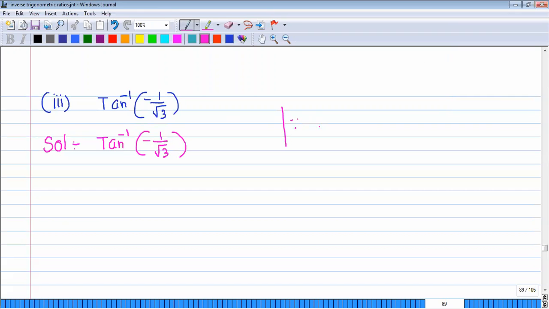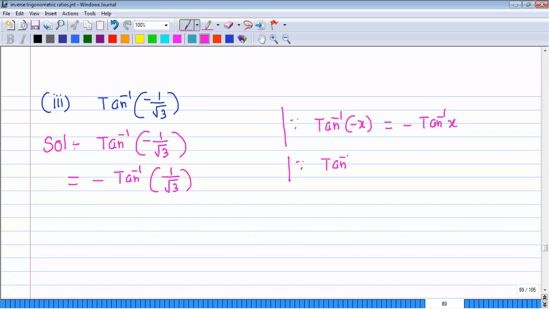So we have the formula: tan inverse of minus x is minus tan inverse x. So this we can write negative tan inverse 1 by root 3. We have tan inverse of tan 30 degrees, pi by 6. So this is pi by 6. So this we can write negative pi by 6. Clear?